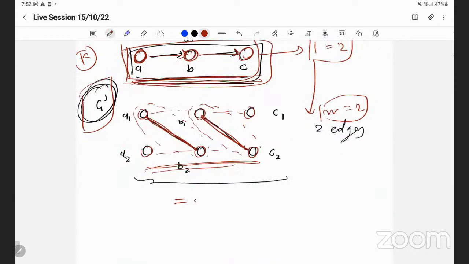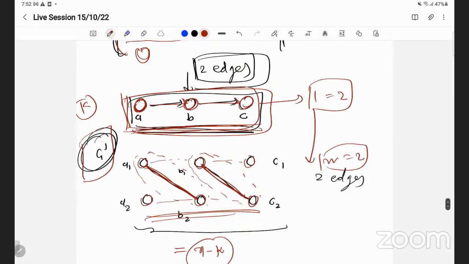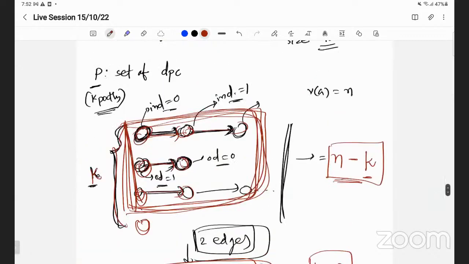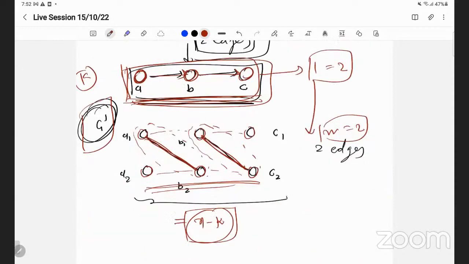So what did we prove? We had a K-size disjoint path cover in graph G, and we proved that there exists an n minus K size maximum matching in this new graph G prime. So this was all about the forward direction. Any doubt in this forward direction? No, sir. No? Good. Right.